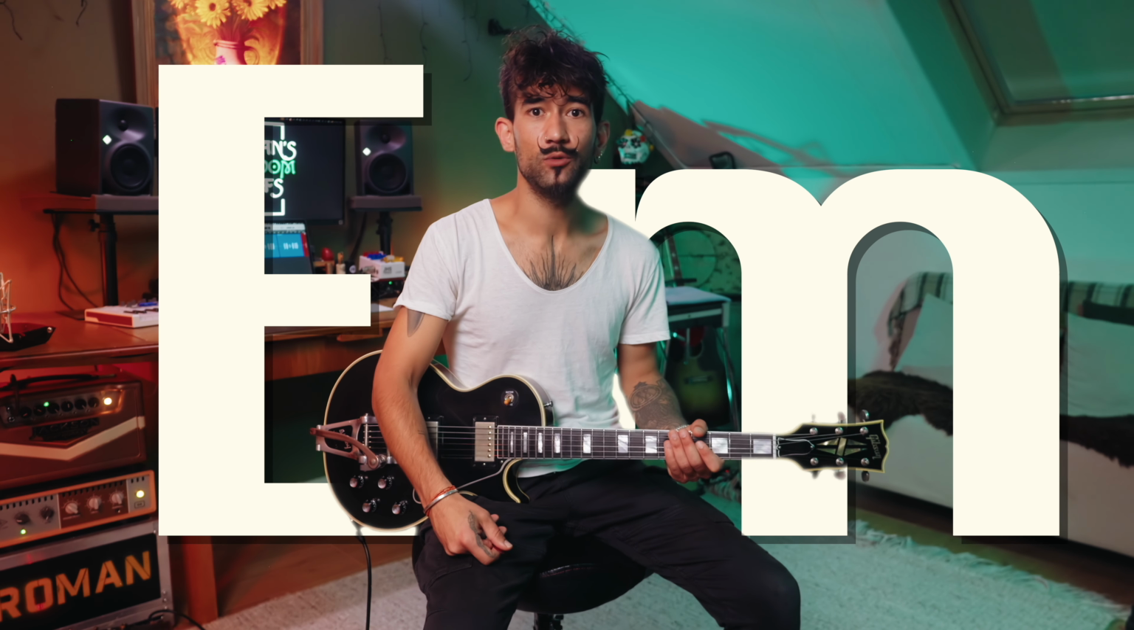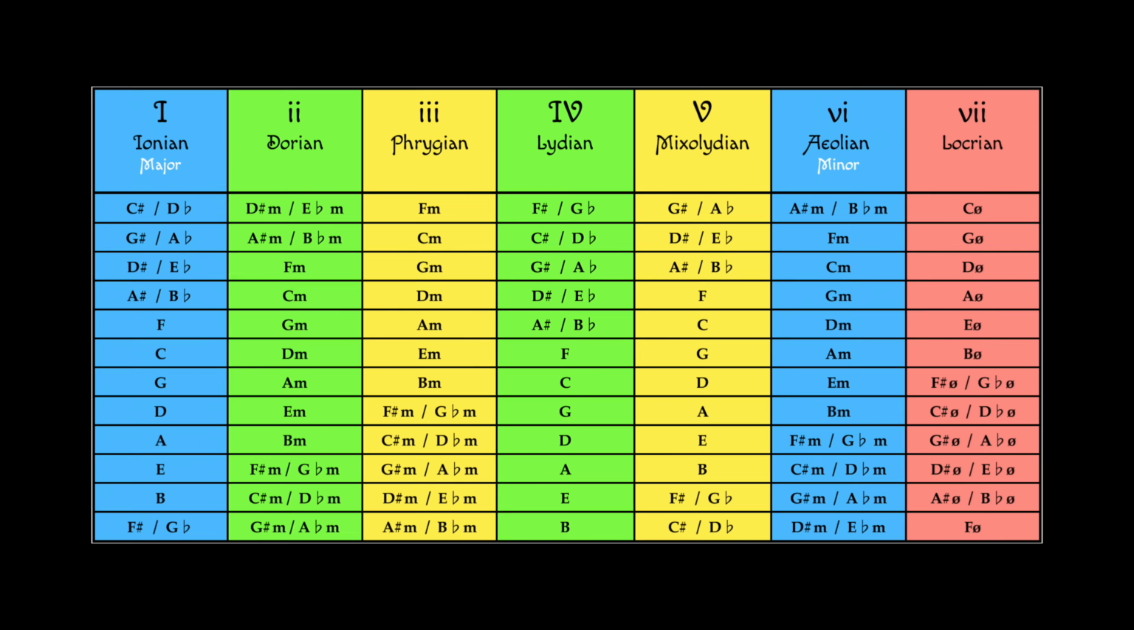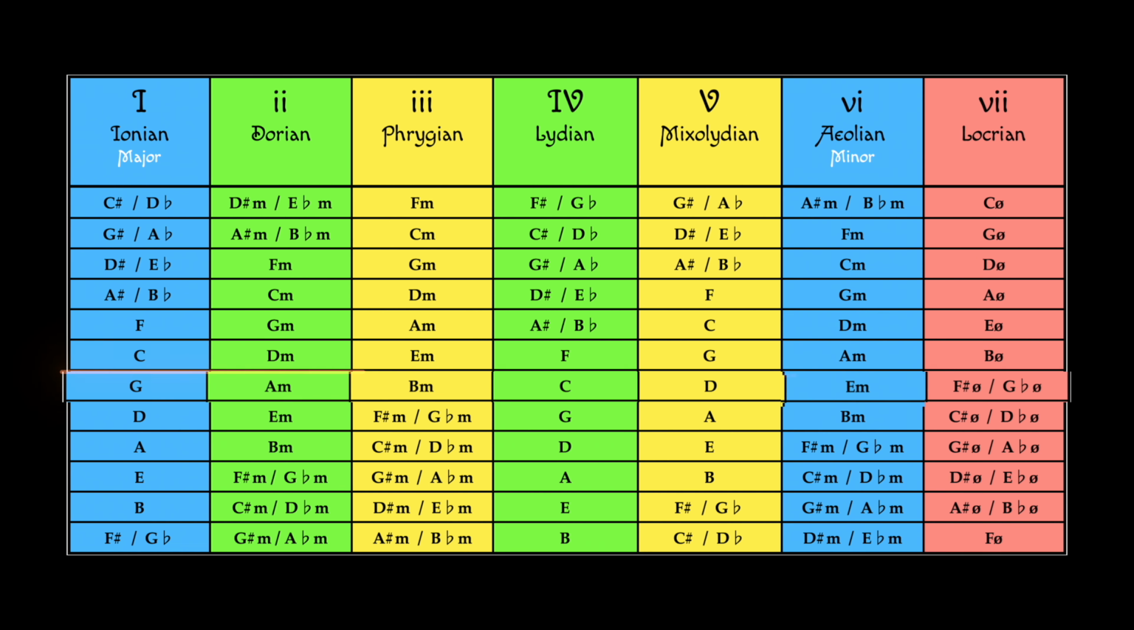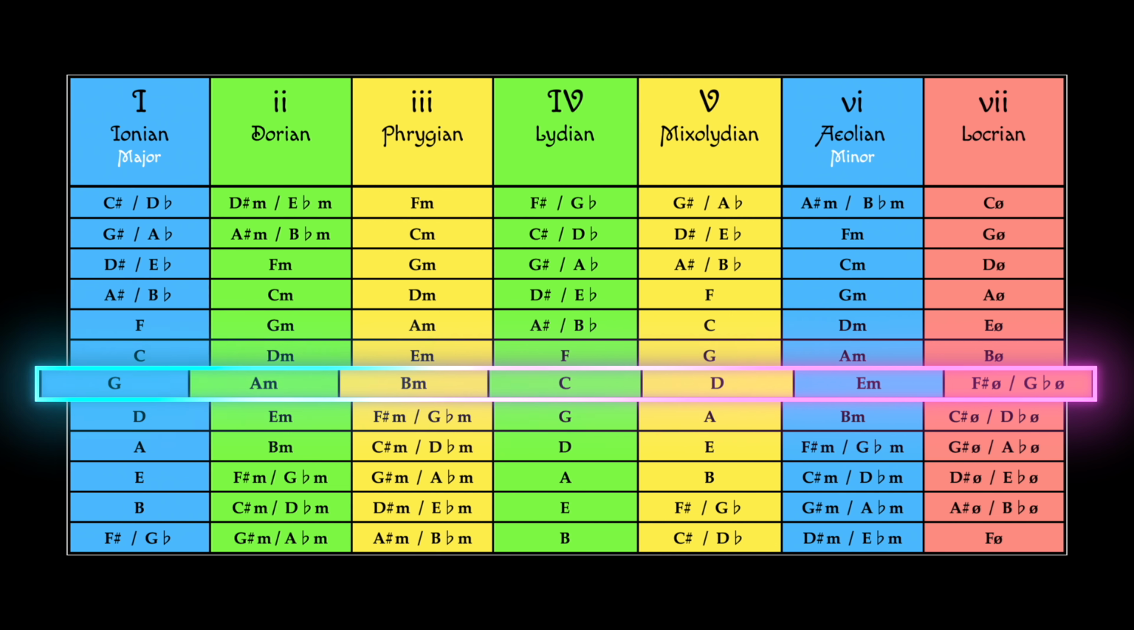Let's say we're working in E minor and we want to explore all the chords connected to that key. First we locate the Aeolian or natural minor column and then find E minor. Now follow that entire row from left to right, and those are all the chords that belong to the world of E minor or E Aeolian.